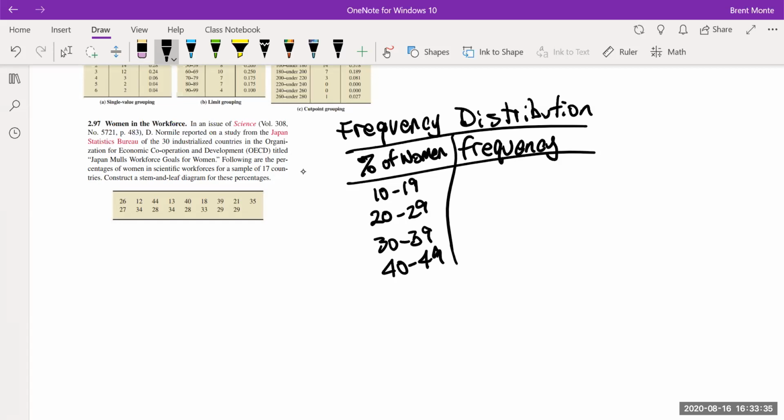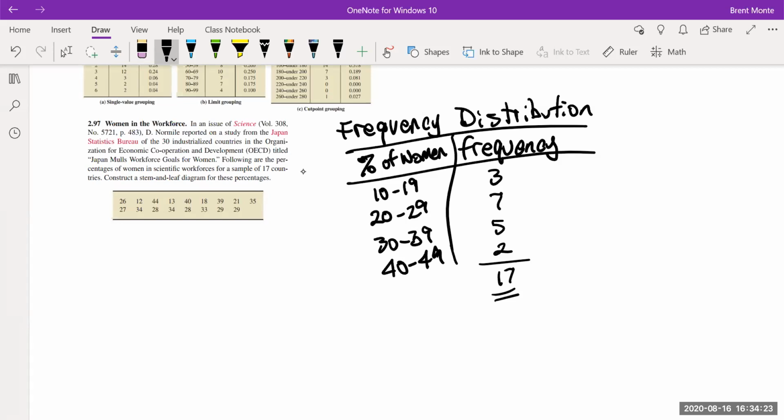I didn't put a tally here, so this time let's just count them. In the tens, let's see, there's the 12 and the 13. 1, 2, 3. I get 3. Remember, there's 17 total, so we'll add up at the end to make sure we got all 17. In the 20s, I see 1, 2, 3, 4, 5, 6, 7. In the 30s, I see 1, 2, 3, 4, 5. And in the 40s, I see 1, 2, just 2. All right, let's see. 7 and 3 is 10, and 7 is 17, which is what they told me. So we're good there. I do have the right number.